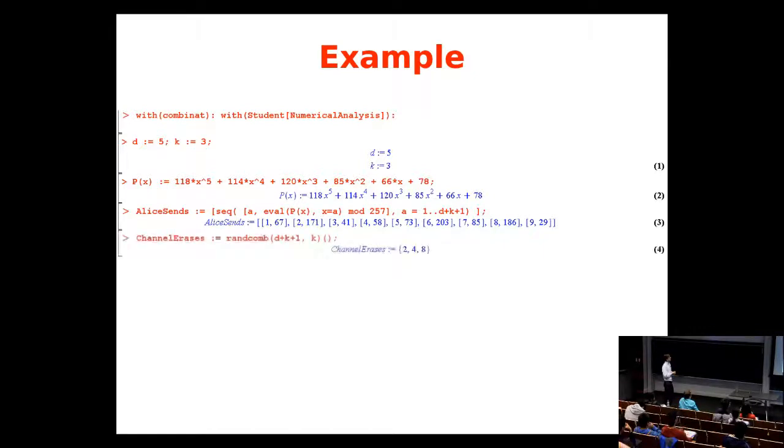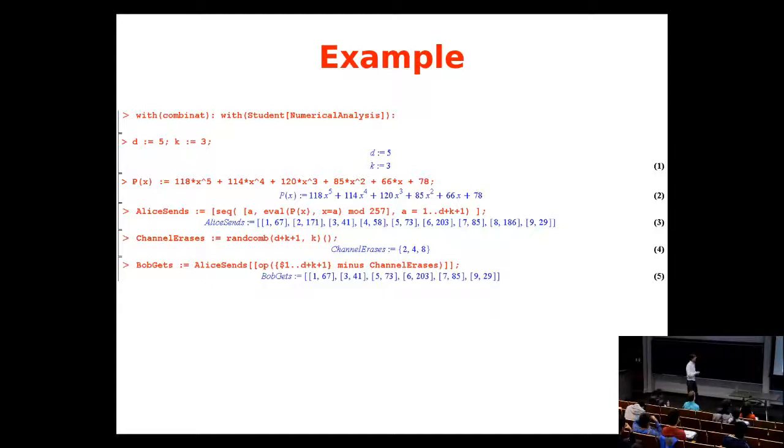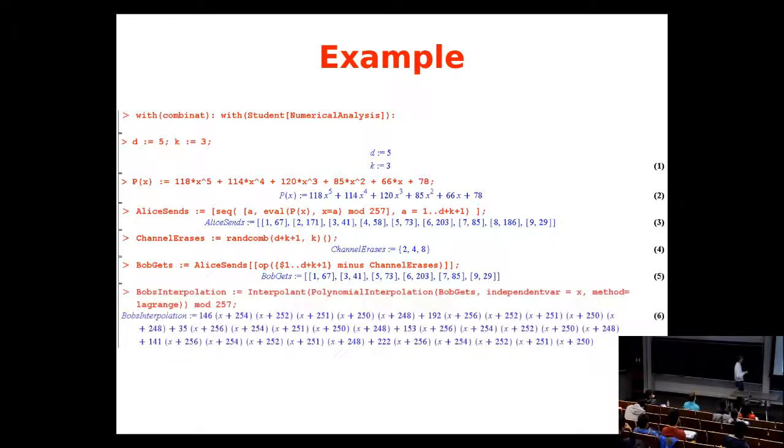So there they are, 67, 171, 41, etc. Then I told it to pick 3 numbers between 1 and 9, so it picked 2, 4, and 8. Those are the erasures. And then I told it, Bob gets, just delete from this list the 2nd, 4th, and 8th elements. So this is what Bob gets. Bob sees 67, 30, 41, 73, etc.